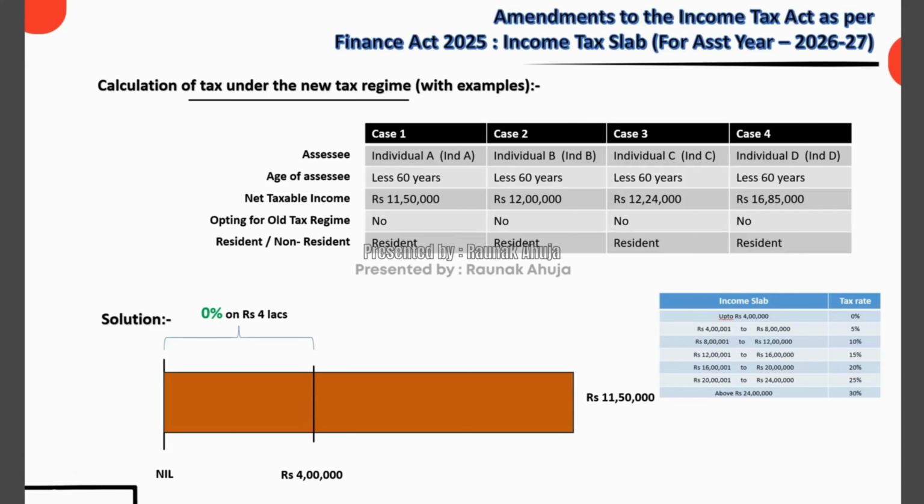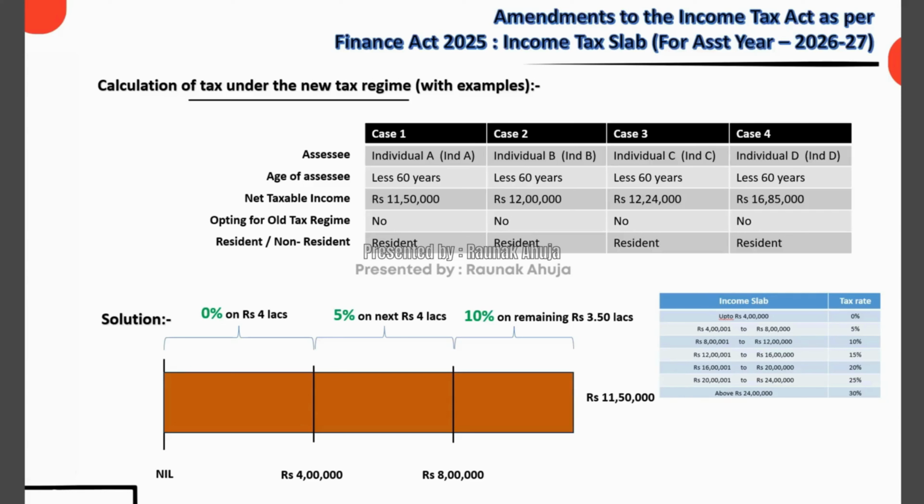Next slab is 4 lakh to 8 lakh. On the next 4 lakhs, tax will be charged at the rate 5%. So, from income in between 4 lakhs to 8 lakhs, the tax rate would be 5%. Since the total income is less than 12 lakhs, that is 11 lakh 50,000, on the remaining 3 lakh 50,000, 10% would be chargeable. So this is how we calculate the basic tax.